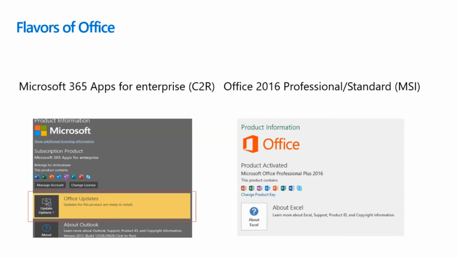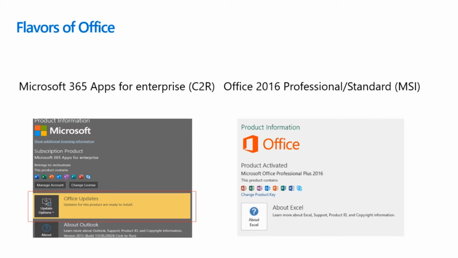To know which installation technology is used, the user can go to File, Office Account, and then click About Outlook. And you'll see the product information in any Office apps like Outlook, Excel, Word, etc. Another tip to quickly identify the installation technology used is that in MSI versions, there is no such option named Office Updates. You can see that on the screenshot here.